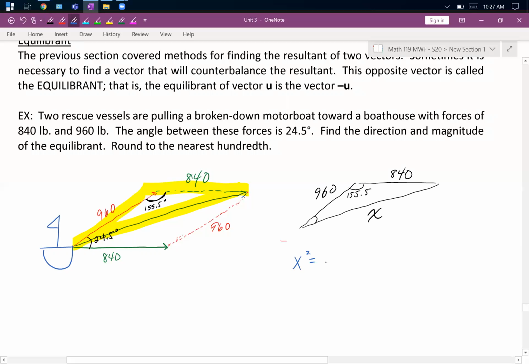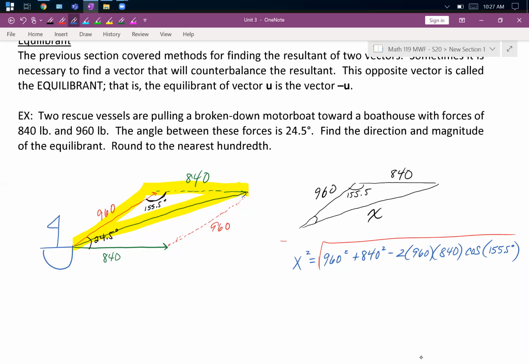x squared is going to be 960 squared plus 840 squared minus 2 times 960 times 840 times cosine of 155.5. Take the square root of that and plug it into our calculator. Let's round to the nearest hundredth. Somebody get an answer for that.